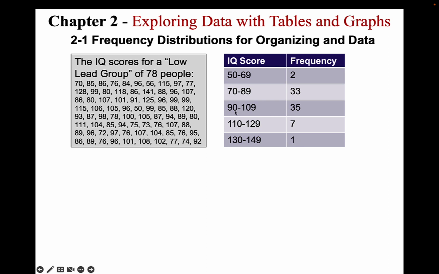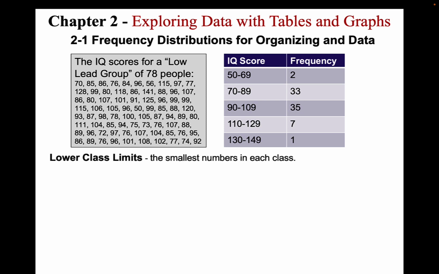IQ scores between 90 and 109, including 90 and 109, if you went through and counted them, looked very carefully and counted them all up, how many would you get? Answer, 35. That's where the 35 came from.